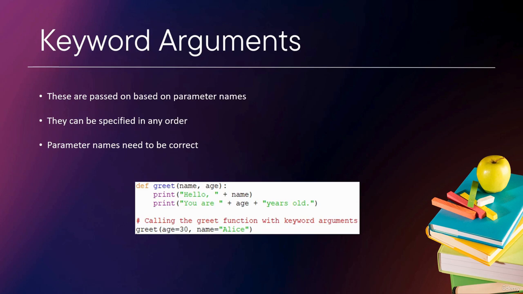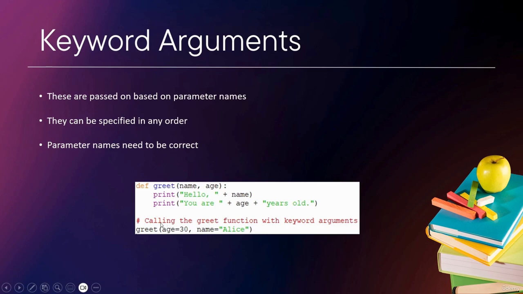Now keyword arguments. These are passed based on the parameter names. They can be specified in any order, but the parameter names need to be correct. So if we look at the same example, but this time around, instead of just writing the values like 30 and Alice, I'm also writing age and name over here. So what I'm saying is that for age, give the value of 30. It doesn't matter if I put this over here or I put this at the start. It will say, okay, the age parameter will have a value of 30.